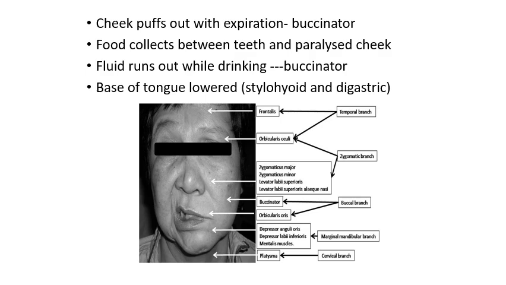Ask the patient to blow their cheeks out. You can see that the cheek puffs out with expiration. The patient can't hold the air because the buccinator muscle is involved. The food collects between the teeth and the paralyzed cheek, and the fluid runs out while drinking. Again the buccinator muscle is involved here, and the base of the tongue is seen lowered. That is, the stylohyoid and the digastric muscles are affected.